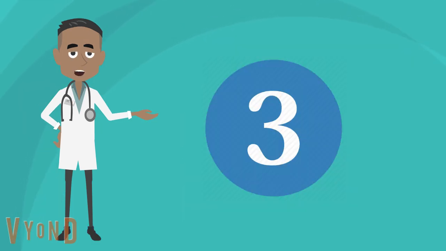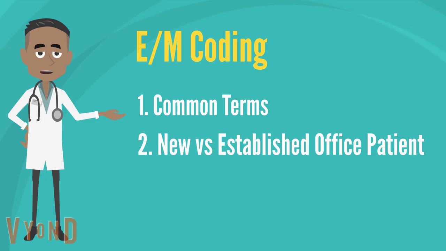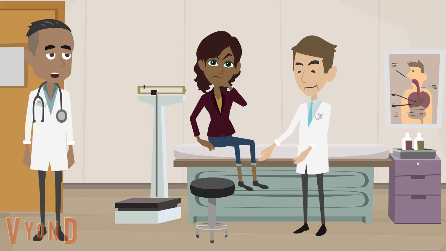There are three things you need to know about E&M coding. First is the common terms used in E&M. Second, whether the patient is a new patient or established patient. And third, identifying the chief complaint and key components of an E&M visit. E&M covers visits you provide to your patients in many settings. Today we're going to focus specifically on ambulatory office visits.